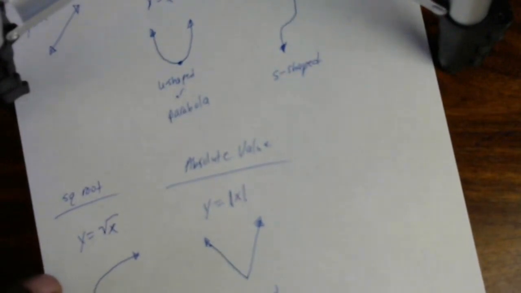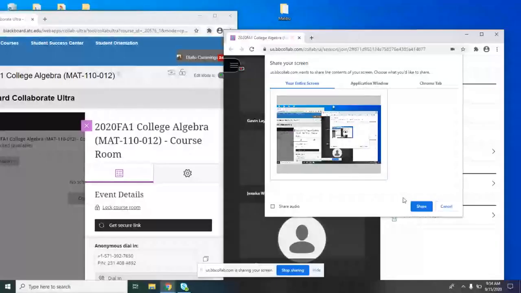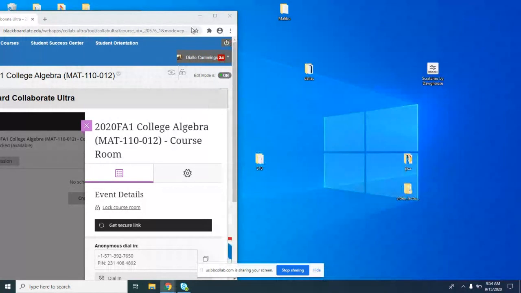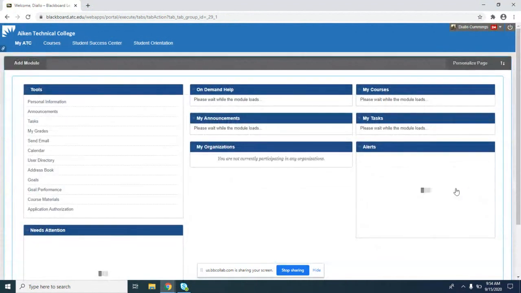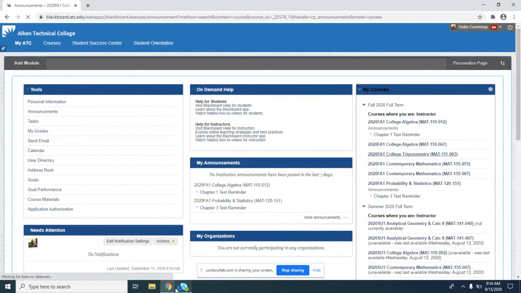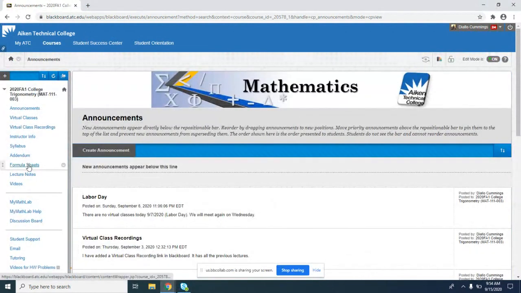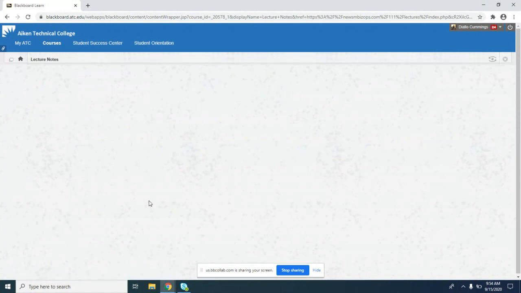I'll pull up the shared screen. Okay, and I'm going to go to the lecture notes. Okay, I'm going to pull up section 2.1.